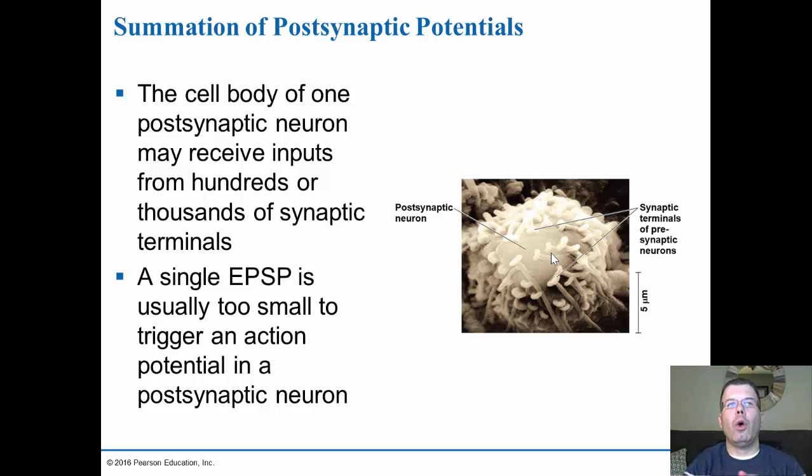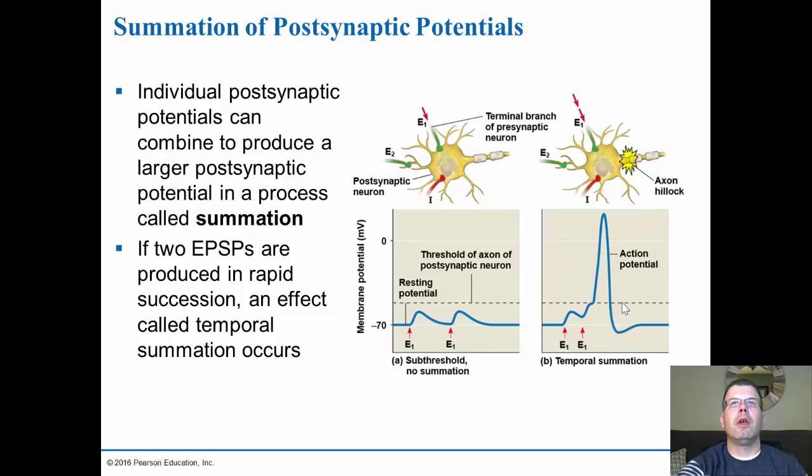Now, typically, one signal response is not enough to trigger an action potential in the postsynaptic neuron. So typically, we think of a summation when you get multiple firings of these things. And that's sometimes why you see axons that have multiple branches, so they can send out the signal to trigger that postsynaptic neuron to get a summation of response. Like I said, the individual postsynaptic potentials can combine to produce a larger postsynaptic stimulation, causing a summation.